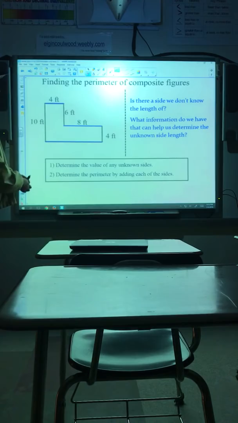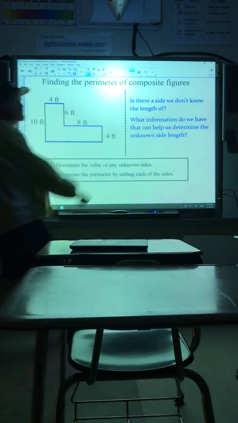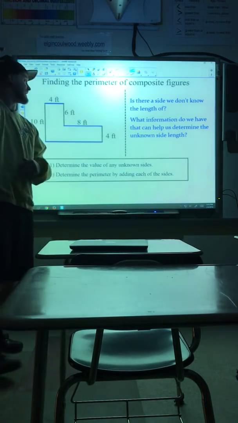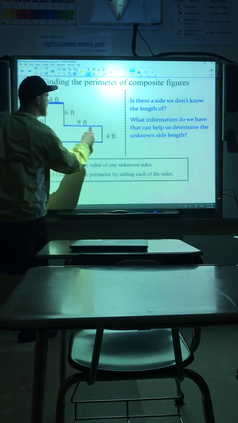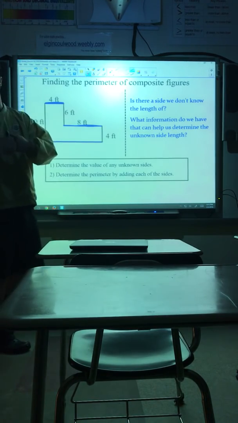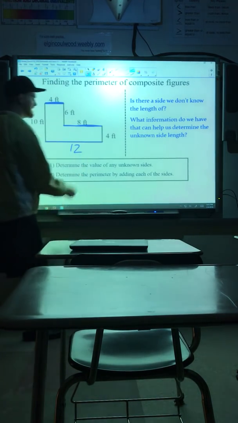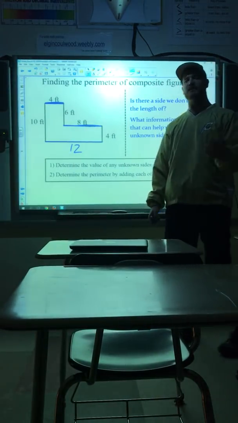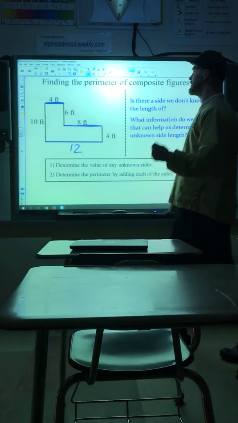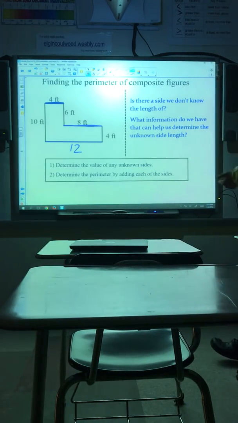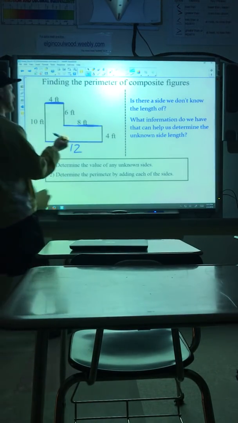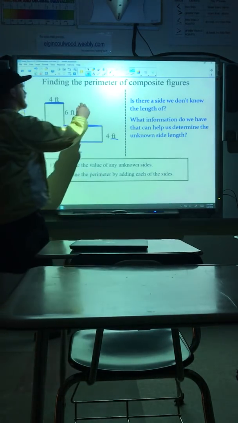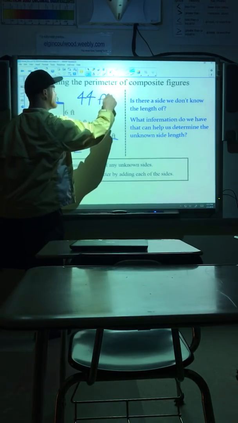Now, I know that I'm missing a long piece, and just like the last couple of slides, to find a long piece, we have to add up the two shorter sides. So I'm going to look at 4 and 8. If you combine 4 and 8, 4 plus 8, that would mean that this piece down here is 12. Looking at the rest of it, there are no more missing sides, so we can add this up. 12 plus 10 plus 4 plus 6 plus 8 plus 4. All this added together gives me 44, and we have a unit, so it would be 44 feet.